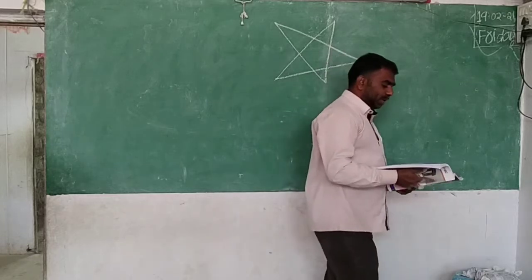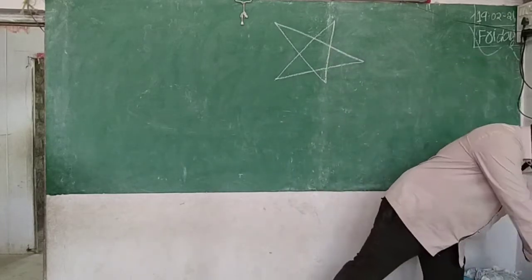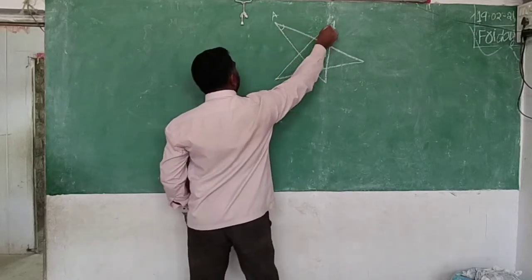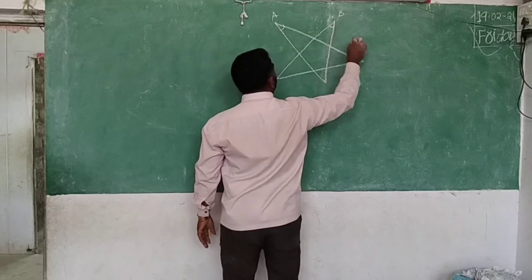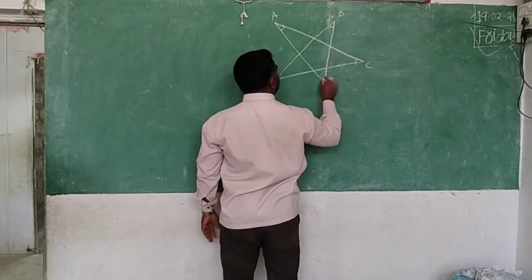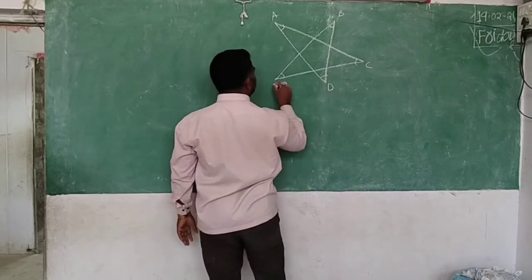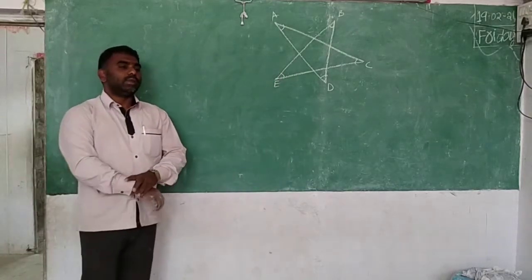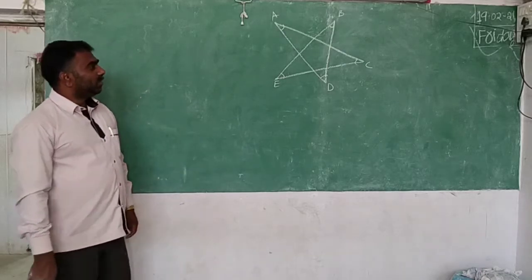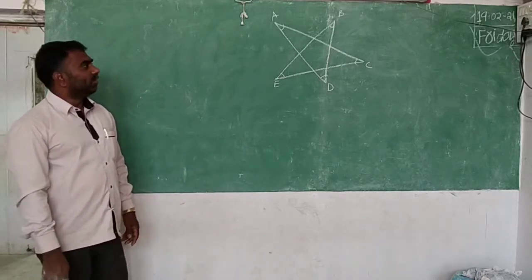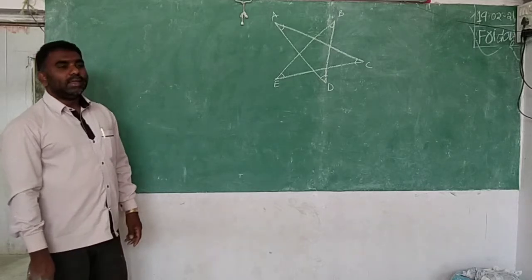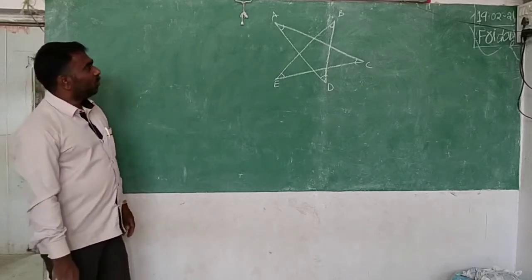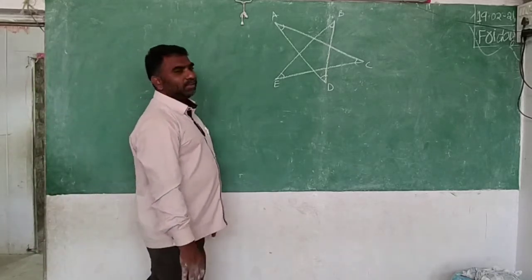Angle A plus angle B plus angle C plus angle D plus angle E, how much? The main question is, what is angle A plus angle B plus angle C plus angle D plus angle E. That much you have to find. This is the main question you are going to find. How do you find it? Directly it is not possible.